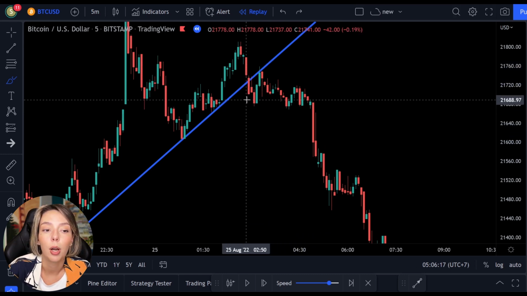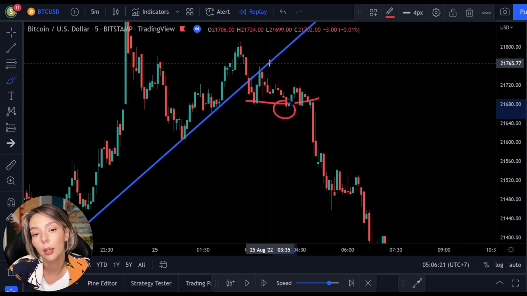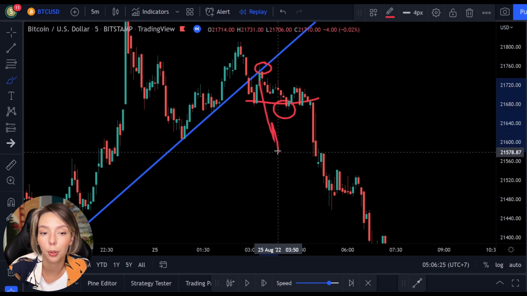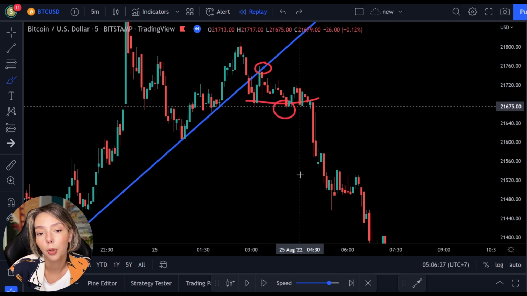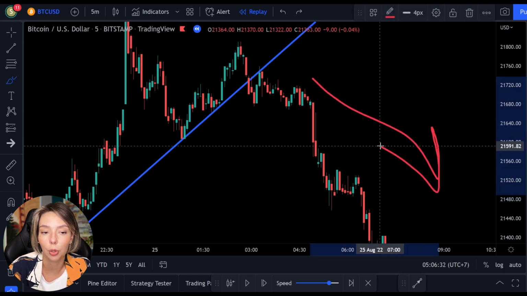Then the buyers try one more time to bring the price back over the trend line, but they fail. The buyers get the price lower again by dropping below the low. So at this point, the sellers win twice over the buyers, resulting in a huge drop.